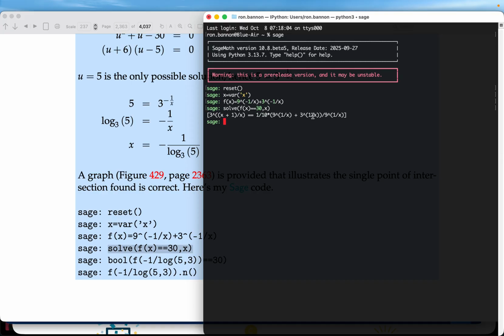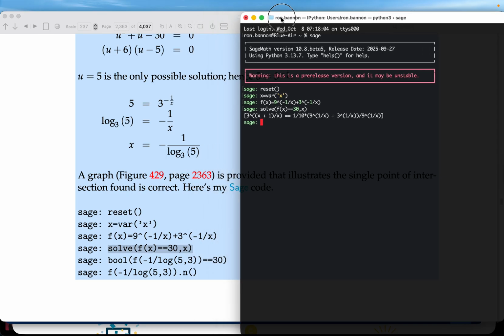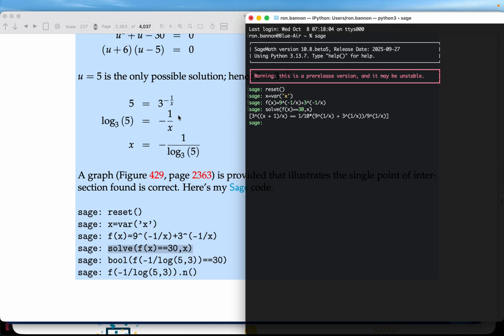It's not solving it. So what I want to do is check to see if my answer that I got by solving it by hand is actually correct. So what I want to do is type in a Boolean now. That Boolean is going to be, I'm going to try to evaluate f at this number over here. Let me type that in for you. It's minus 1 divided by a log, L-O-G. The log of what? The log of 5.